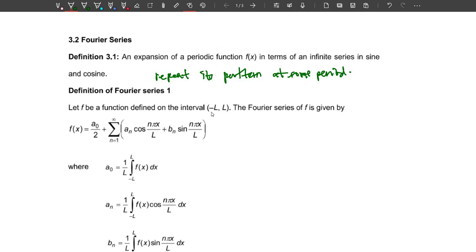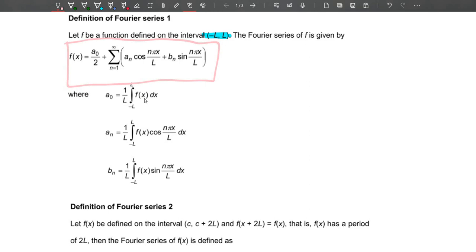Let f be a function defined on the interval negative L to L. So the Fourier series of f is given by this formula: f(x) equal to a0 over 2 plus summation from n equals 1 to infinity of an cos(n pi x over L) plus bn sin(n pi x over L), where a0 is equal to 1 over L integrate from negative L to L f(x) with respect to x. An is 1 over L integrate from negative L to L f(x) cos(n pi x over L) with respect to x. And bn is equal to 1 over L integrate from negative L to L f(x) times sin(n pi x over L) with respect to x.